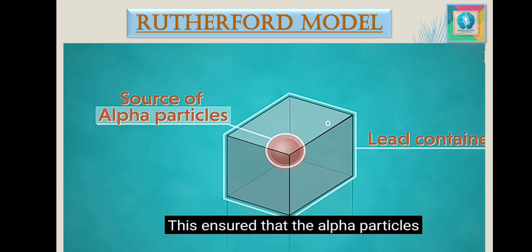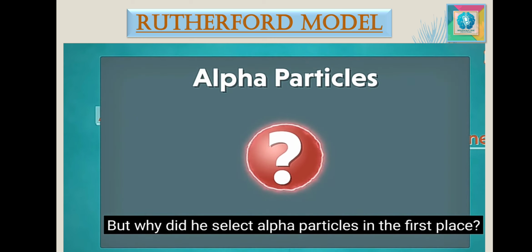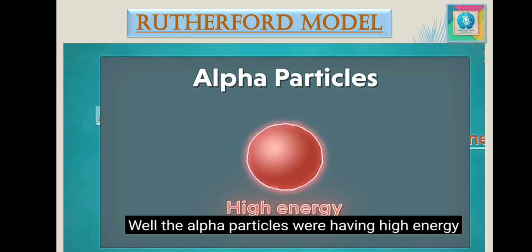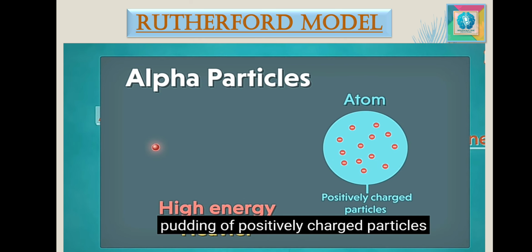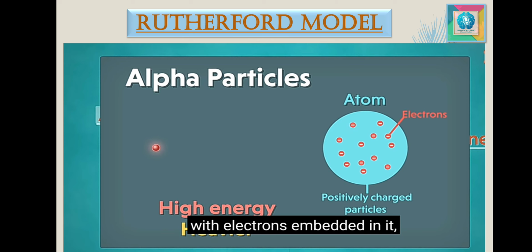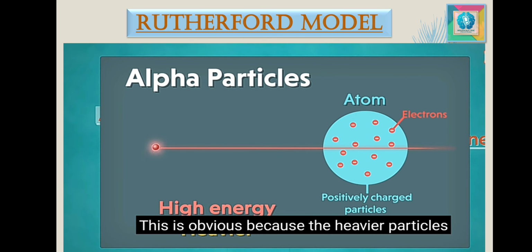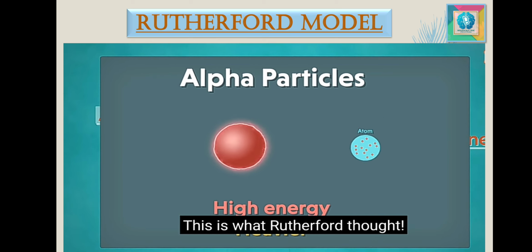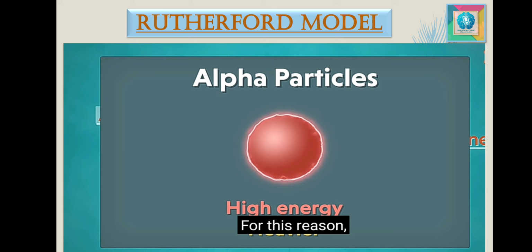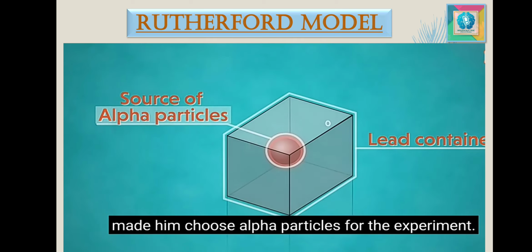In his experiment, he used a source of alpha particles locked in a lead container with a very small slit, which ensured that the alpha particles only came out through a small opening and travelled in a straight line. He selected alpha particles in the first place as they had high energy and were heavier as well. So, if atom is like a pudding of positively charged particles with electrons embedded in it, then the particles will pass straight through it, because the heavier particle will pierce through the lighter pudding structure of the atom and pass through it. This was the whole reason.